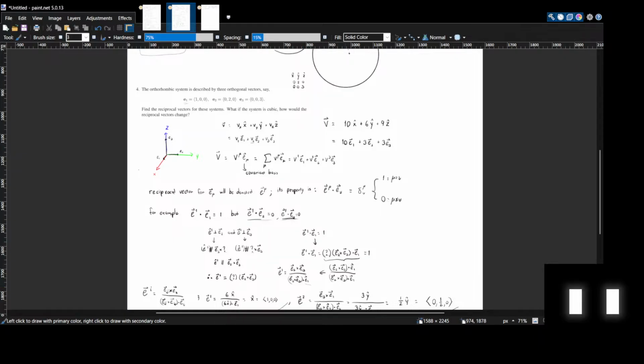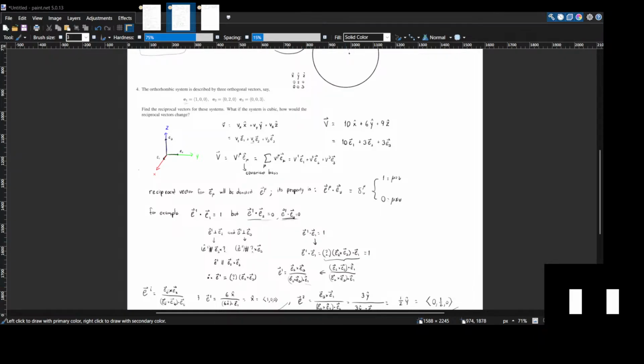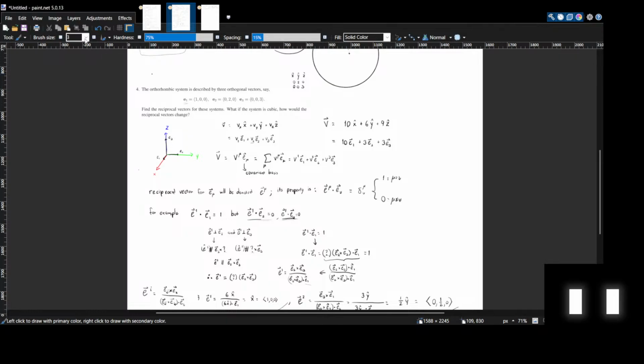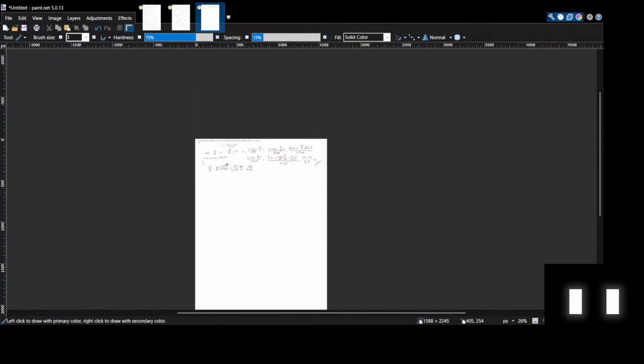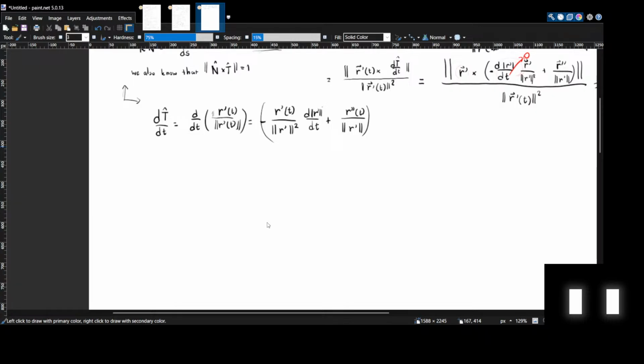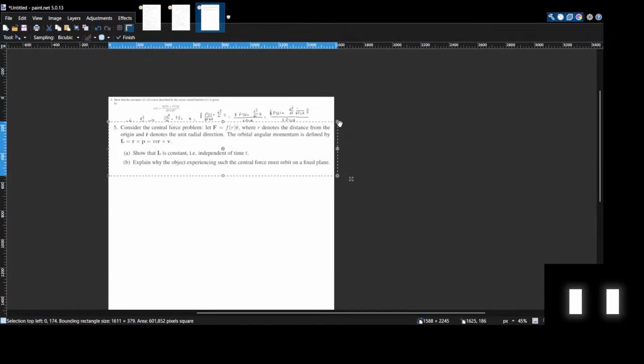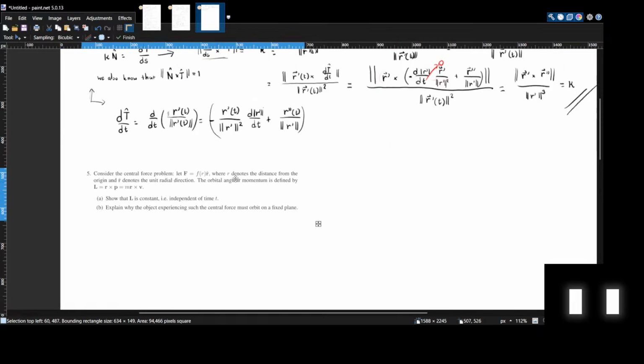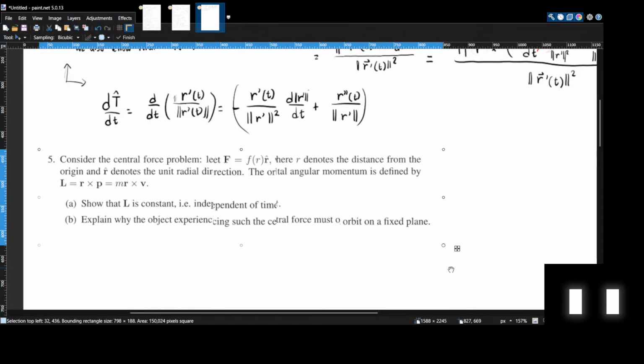Alright. That was a bit of a lengthy question, mainly because I had to establish what the reciprocal vectors are first. But it's alright. We just have one more question, which is relatively simple. This question isn't even mathematics, because it's mainly just explaining why things are.